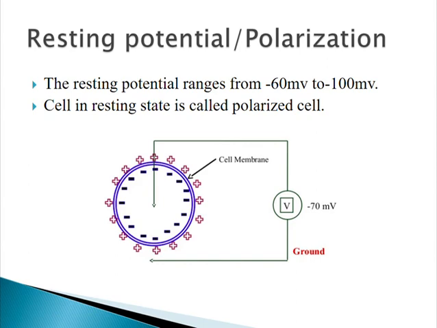And this potential is called the resting potential, and it ranges from minus 60 millivolts to minus 100 millivolts. And the cell in the resting state is called the polarized state. So whenever the cell is in the steady state, or whenever it is resting, then that potential, if it is measured, is called the resting potential, and the cell in the resting state is called a polarized cell.